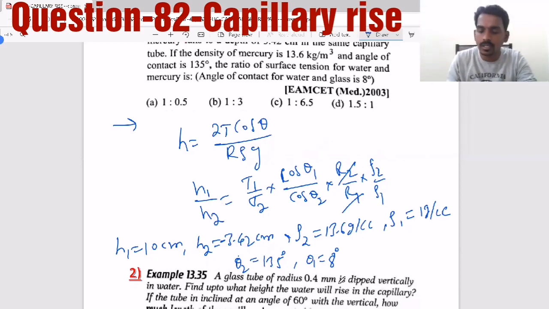But usually when they give this kind of random values of angle, they should give the data in the question, so that you can calculate this ratio T1 by T2. Remaining every data they have given.